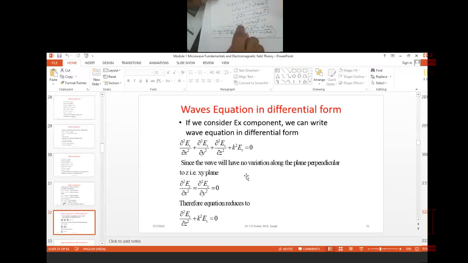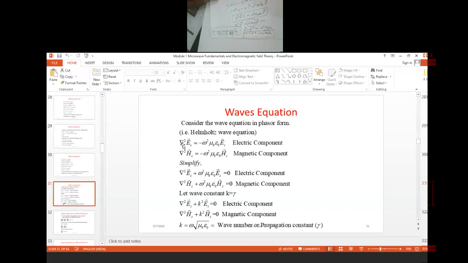Now here del square H is equal to minus k square H. Similarly, in the PPT we write del square E is equal to minus omega square mu 0 epsilon 0 E, and del square H is equal to minus omega square mu 0 epsilon 0 H. Simplifying this way, we get del square E plus k square E, and del square H plus k square H. These are the wave equations in terms of the propagation constant: del square E plus k square E is equal to 0, or del square H plus k square H is equal to 0.